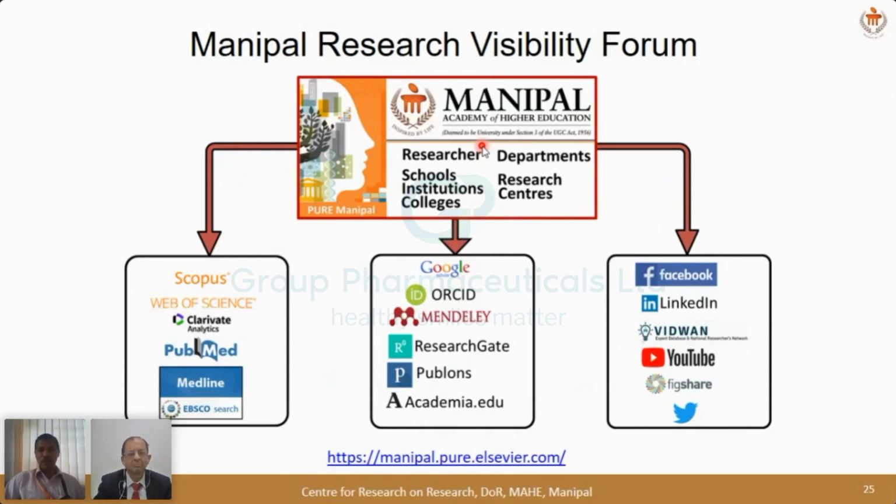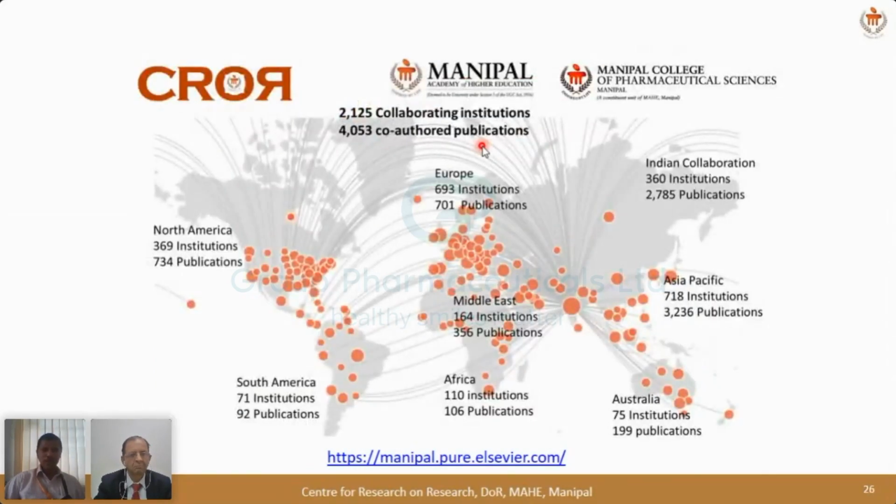We launched this portal in December 2017, and it's the only portal, a unique one. None of the other institutions in India has it. Only Manipal has it, and Elsevier has given it exclusively to Manipal. They have not given it to other institutions because they analyze the institution and then they give it. Having said that, you can see the network of collaboration of MAHE Manipal.